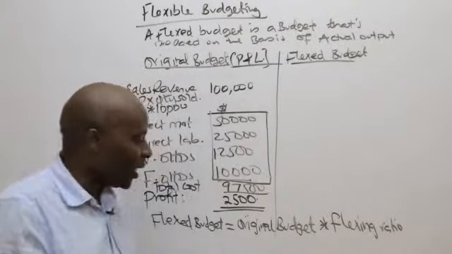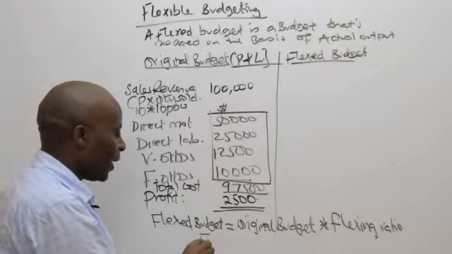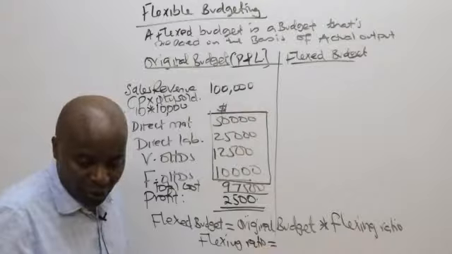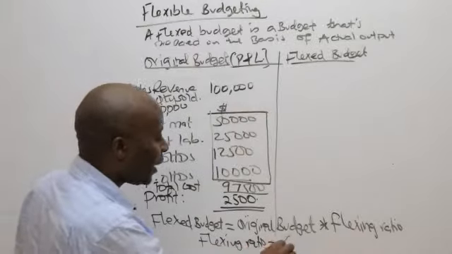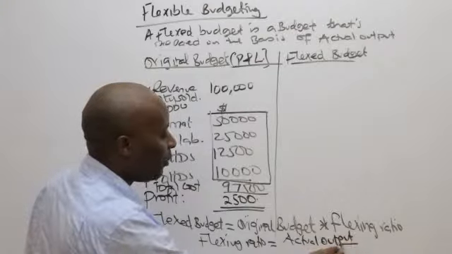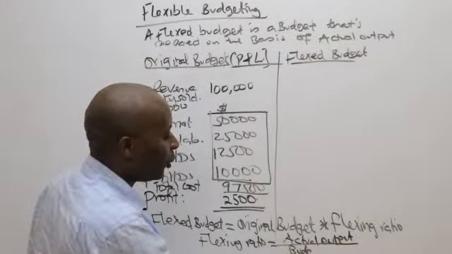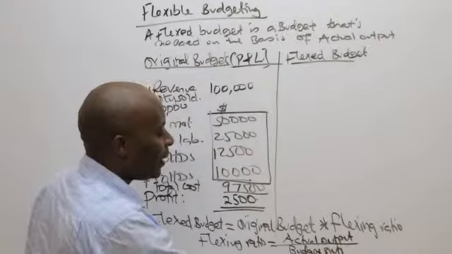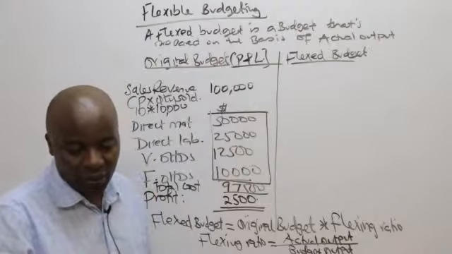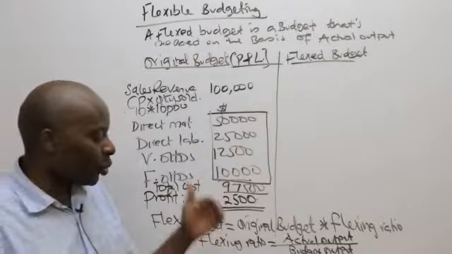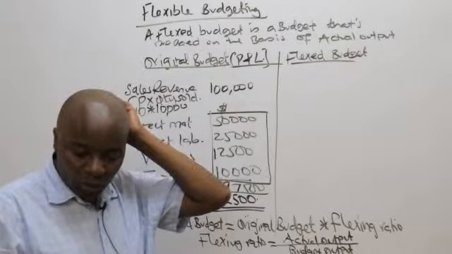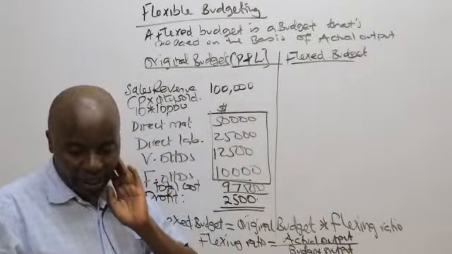So the question is, how do I get this flexing ratio? To get the flexing ratio, I will be taking the actual output divided by the budgeted output. Andika mpaka hapo kwanza. To get, in this case, ladies and gentlemen, the flexing ratio, we normally take the actual output divided by the budgeted output.